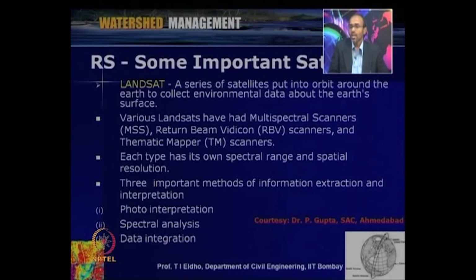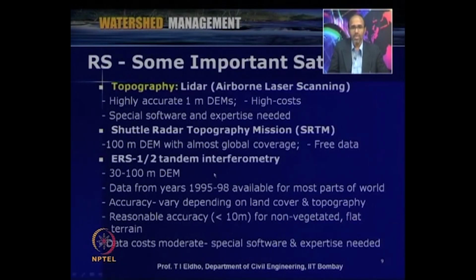So, that series called Landsat satellites. Each type has its own spectral range and spatial resolution as far as Landsat is concerned. Three important methods of information extraction and interpretation using Landsat data are photo interpretation, spectral analysis, and data integration. So, Landsat is a series of satellites very commonly used for remote sensing.